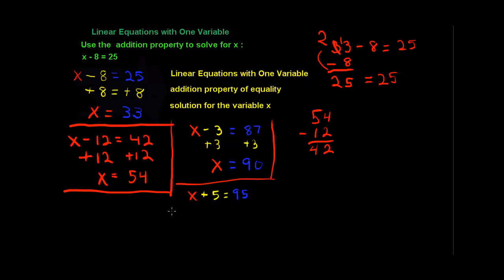We have x plus 5 is equal to 95. To isolate our x, we use the addition property of equality. We subtract 5 from the left-hand side of the equation, and we also subtract 5 from the right-hand side of the equation. X plus 5 minus 5 is the same thing as saying x plus 0, so we just bring down the x. There's no reason to bring down the 0. We have x is equal to 95 minus 5, and that's going to be equal to 90.